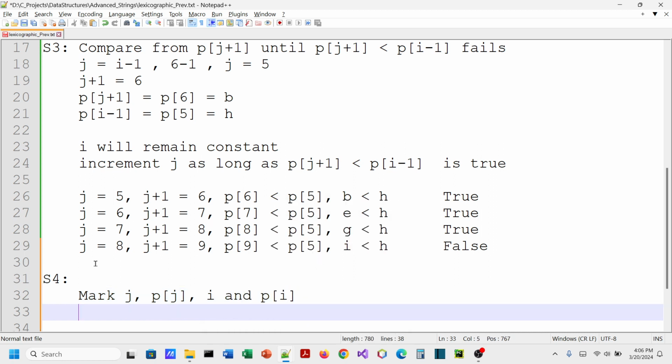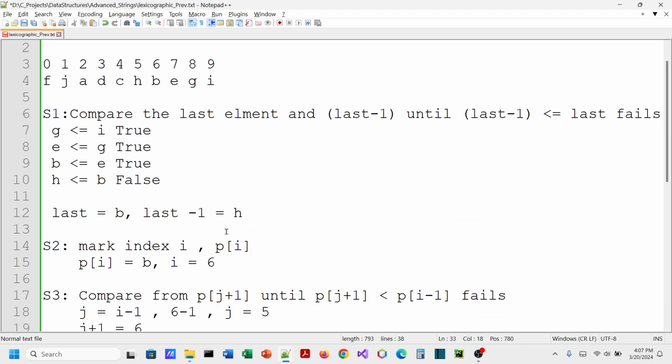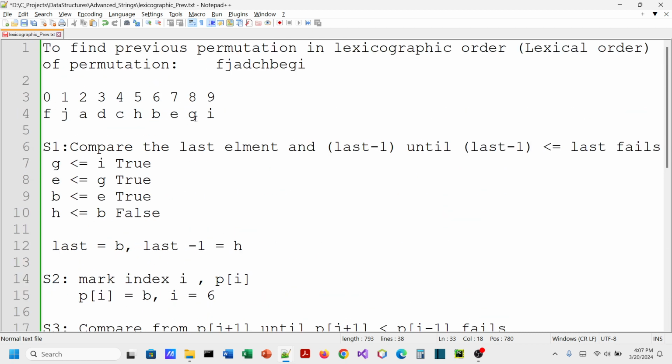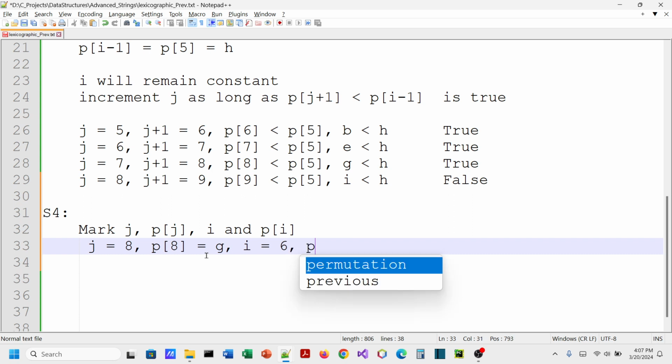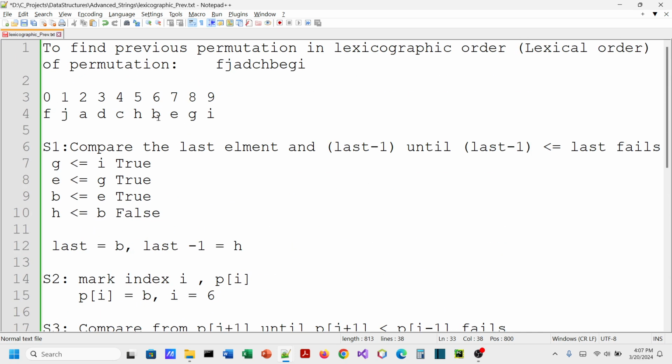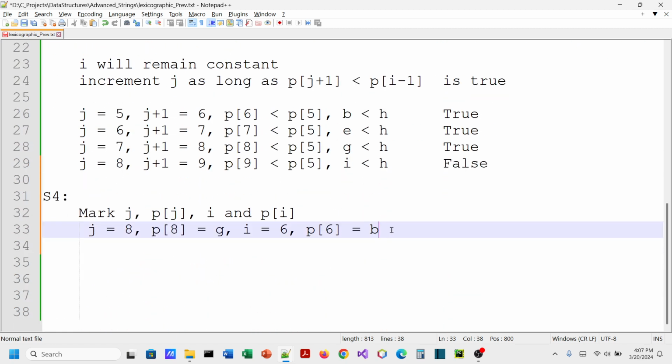When I say I want to mark, that means j is equal to 8, that is where it failed. So p of 8, as per our earlier work, I'm scrolling it up, p of 8 is g. And i, obviously we know that it is constant. So i is 6, that means p of 6 is b. So there is no issue in that. We know that i is constant.